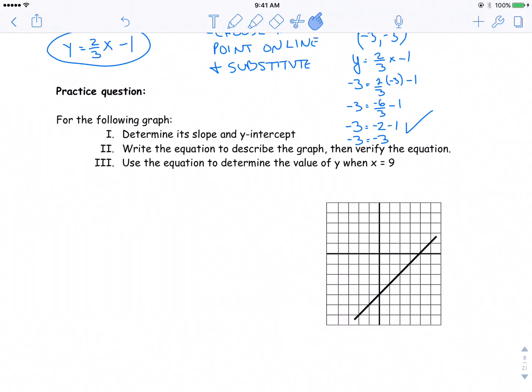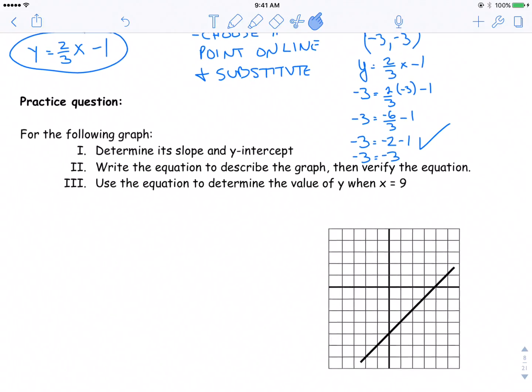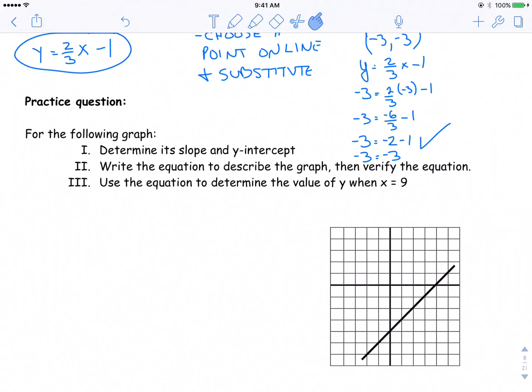So you've paused your video, you've done some work, you've come back and you're here to check. So this is what it looks like. For the following graph, determine the slope and y-intercept. Write the equation to describe the graph and then verify the equation. Use the equation to determine what the value of y is when x is equal to 9.